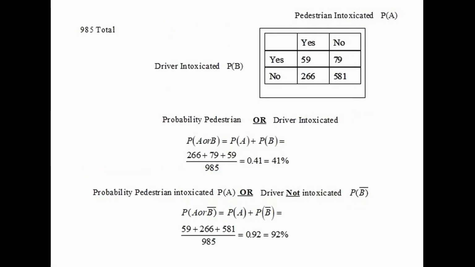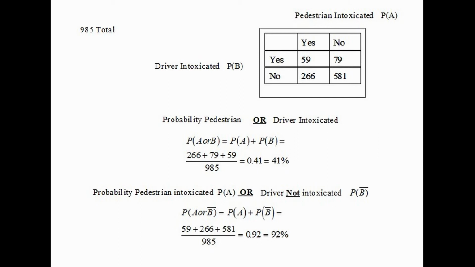Let's look at a table of accidents involving pedestrians being intoxicated, or PA, and driver intoxicated, PB. Notice that there is a combination of intoxicated or not intoxicated, and that the total number of cases is 985. Let's say we're looking for the probability of pedestrian intoxicated or driver intoxicated.